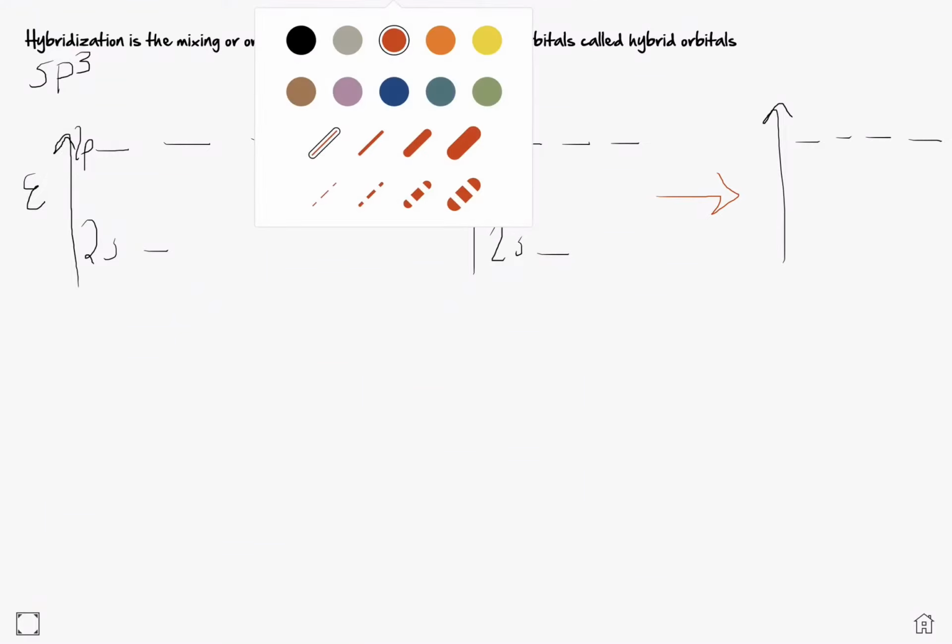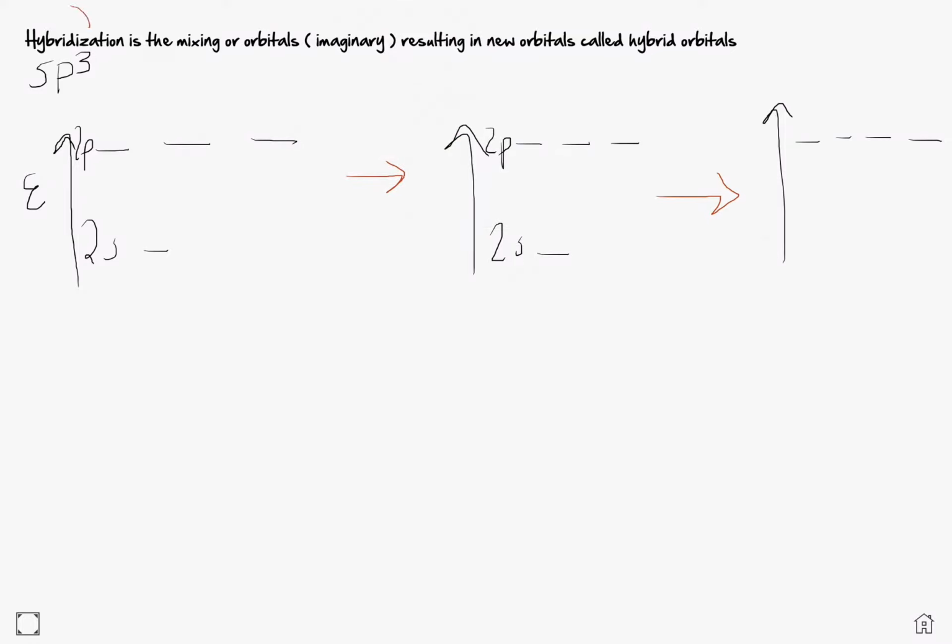Hybridization is the mixing of orbitals, resulting in new orbitals called hybrid orbitals. And it's important to know that hybridization is an imaginary process accomplished mathematically.